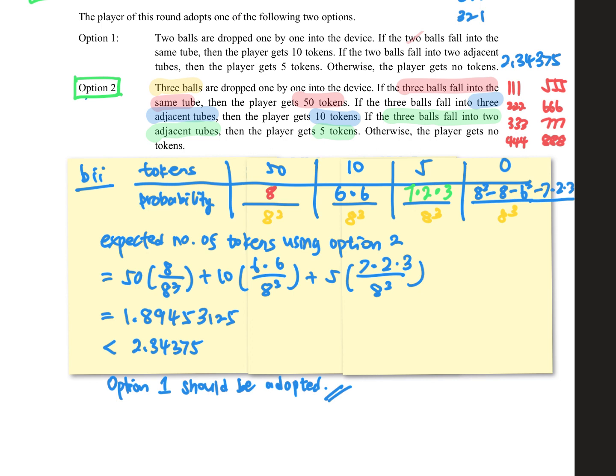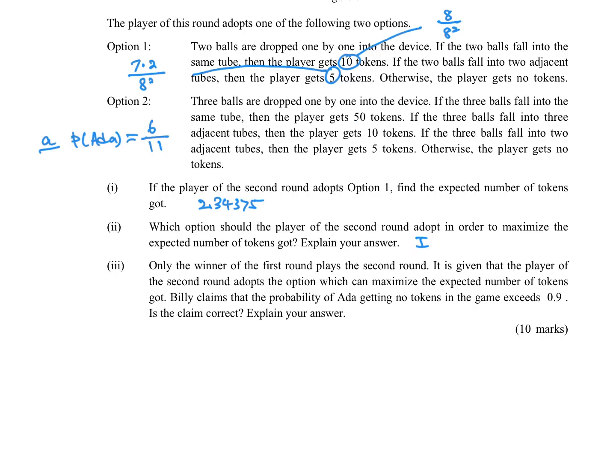So remember the expected number of tokens, and that will be B2. So finally, in the last part, B3. So only the winner of the first round plays the second round. It is given that the player of the second round adopts the option which can maximize the expected number of tokens. So that will be option 1. So that's why, okay, we will look at option 1.